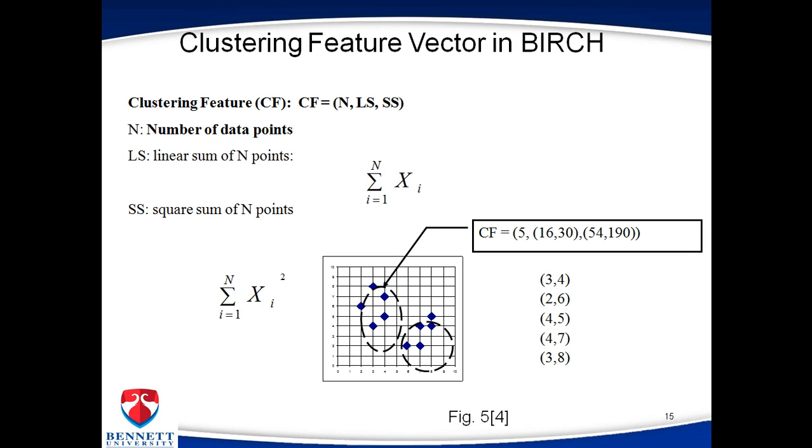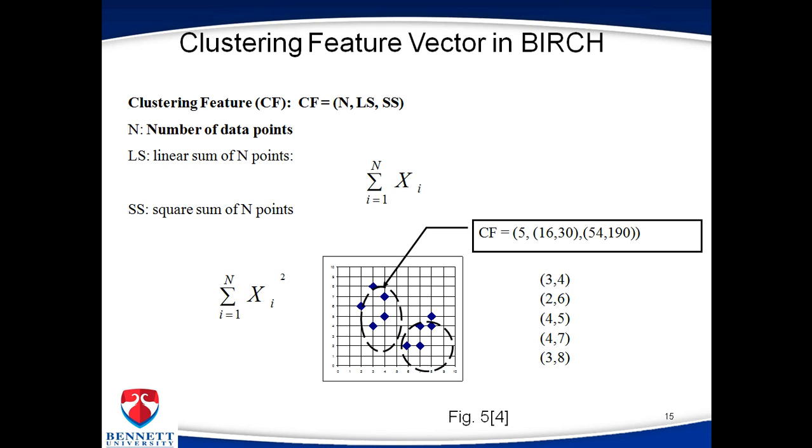So what is a clustering feature and a feature vector in BIRCH? First, we understand what a clustering feature is. A clustering feature has three components.